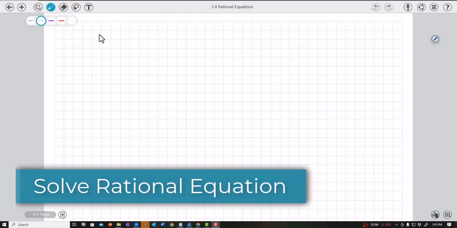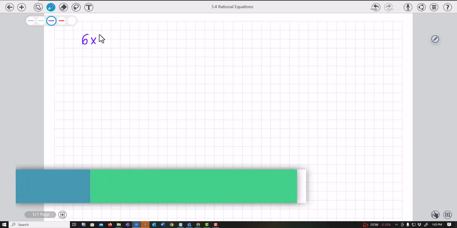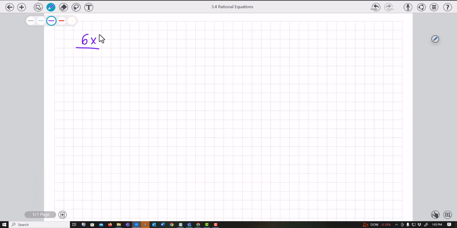All right, let's say that you are given this rational equation. So I have 6x over x plus 4 plus 24 over x equals 96 over x squared plus 4x. Now, if you remember with fractions, you have to find the least common denominator. And to find that with these, what you should do is factor every one of these denominators.